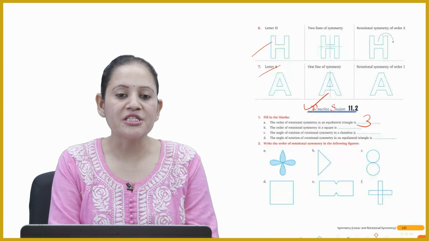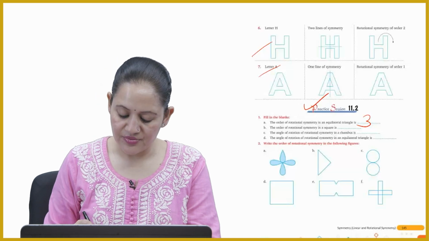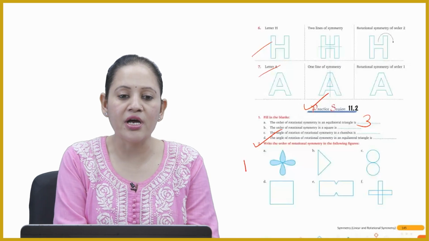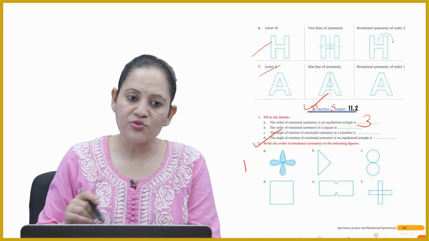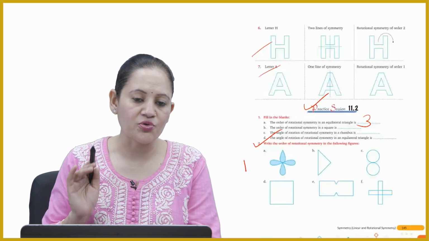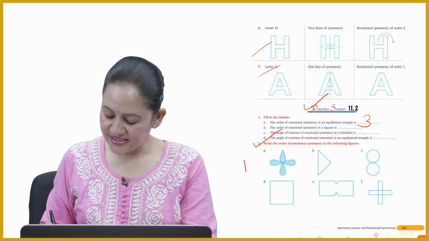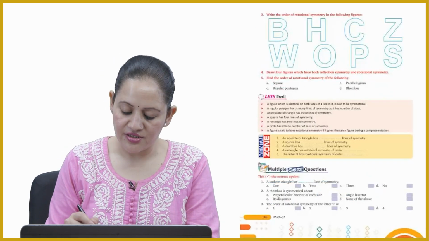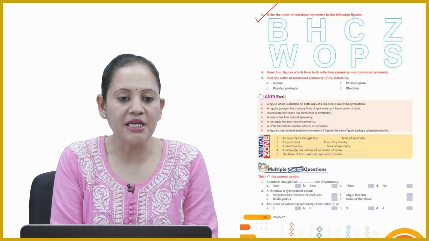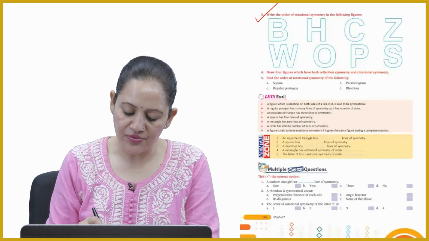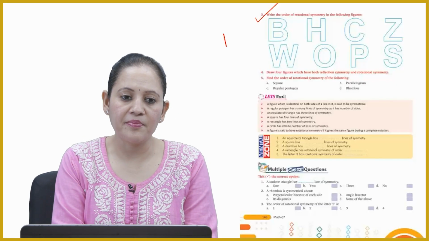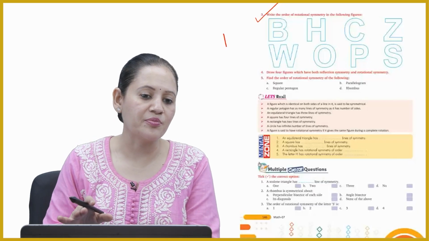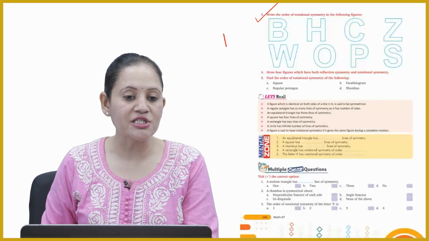Write the order of rotational symmetry in the following figure. So, in the given figure, it has order 1 rotational symmetry, because only at the end it will come to its original position. Clear? Next is, write the order of rotational symmetry in the following figure. So, in B, it has order 1 rotational symmetry, because at the end of the complete rotation it will come to its original position. Clear? So, practice all the questions of this exercise.